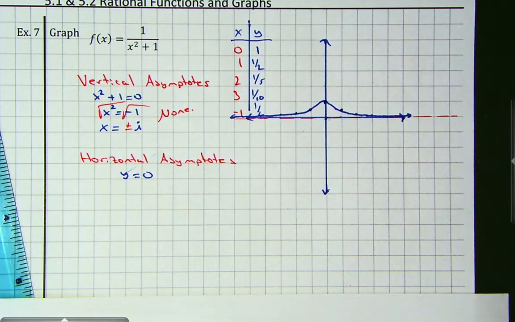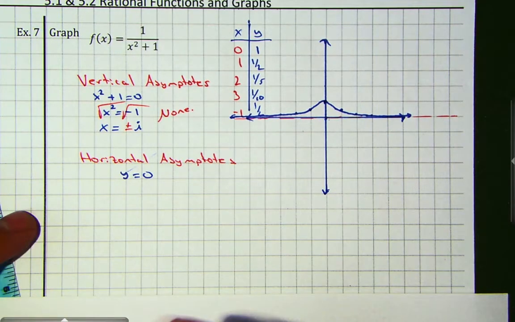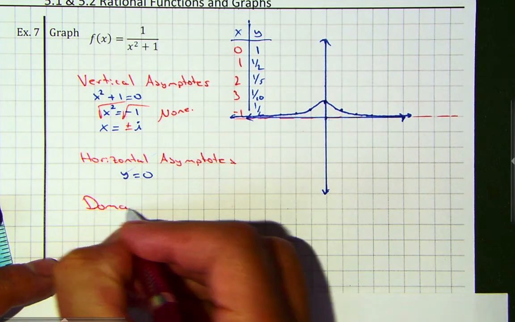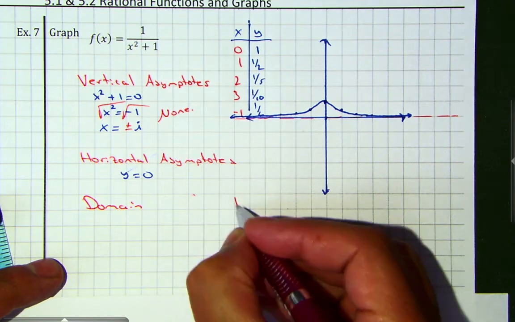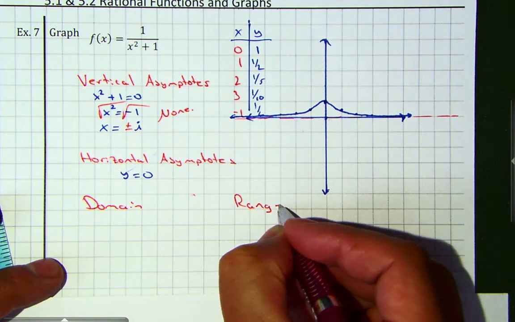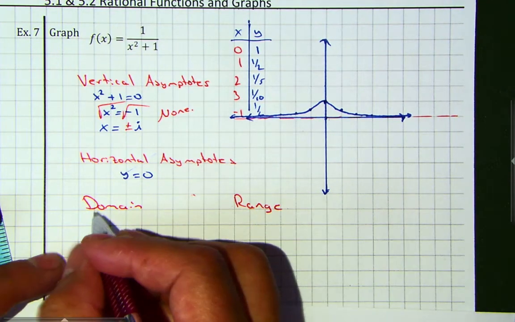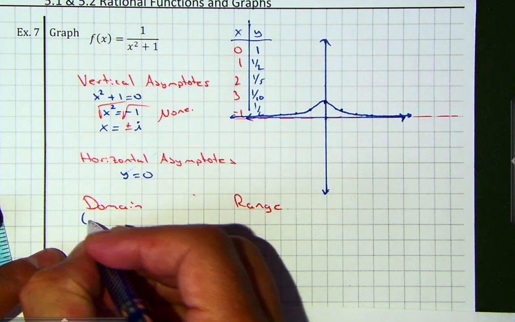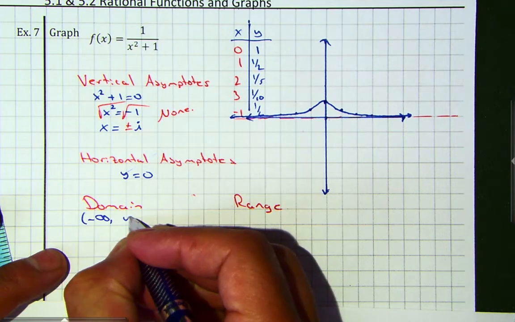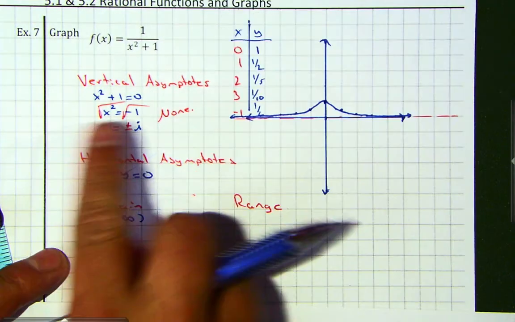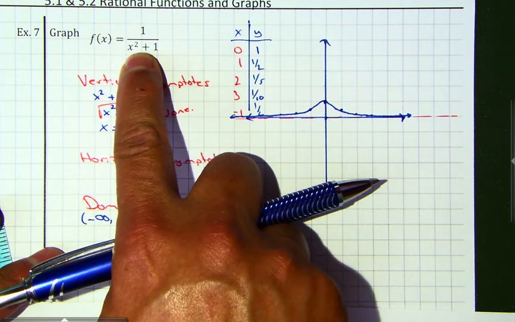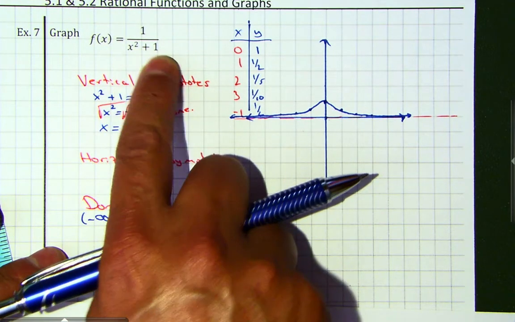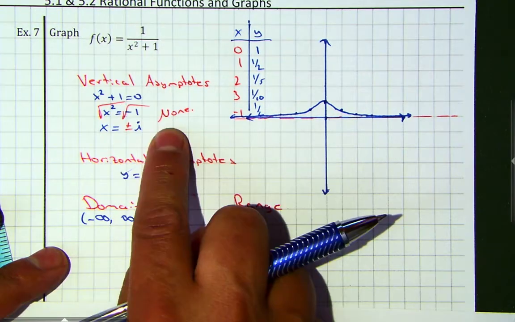So therefore, your domain and range. What is your domain? Your domain is all real numbers from negative infinity to positive infinity. There are no restrictions on what values I can plug in for x, especially because of the square, this denominator will never be 0.